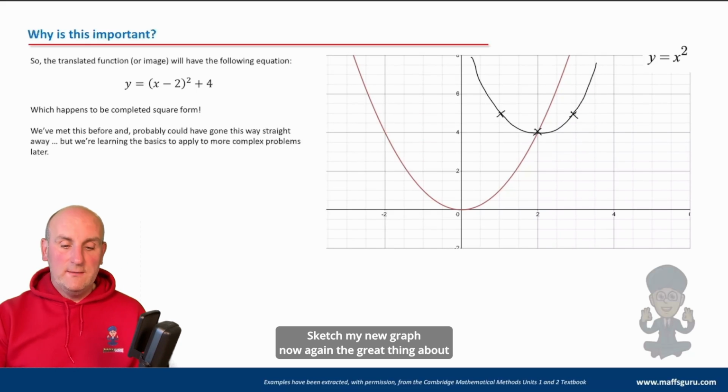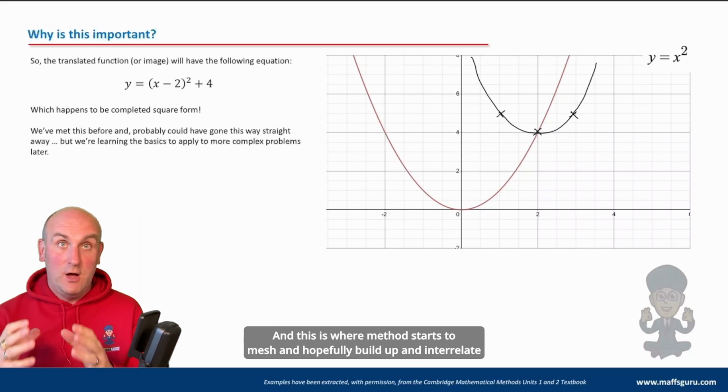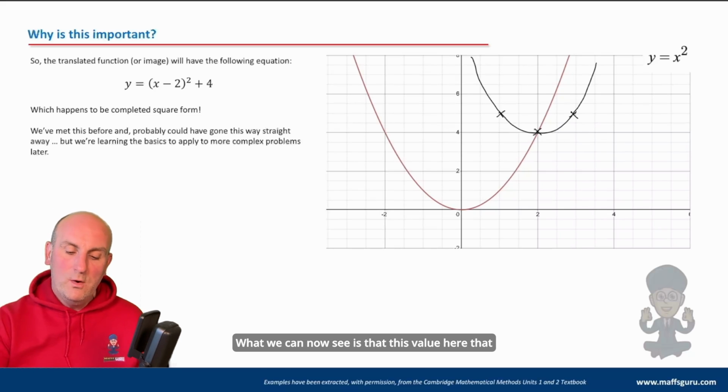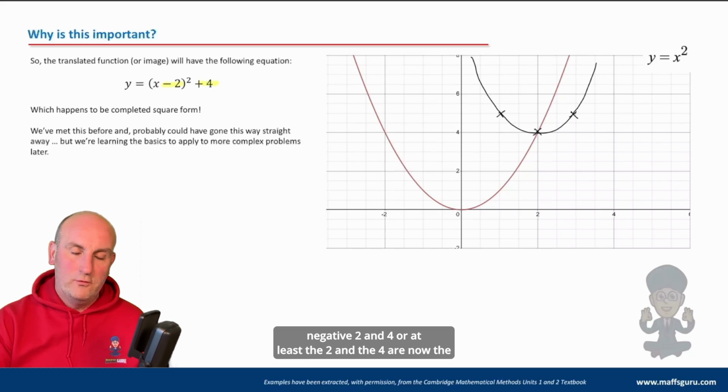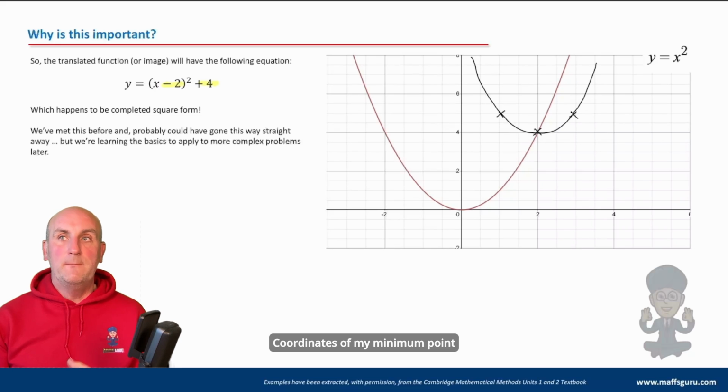Now, again, the great thing about this, and this is all part of completing the square form, and this is where method starts to mesh and hopefully build up and interrelate. What we can now see is that this value here, that negative 2 and 4, or at least the 2 and the 4, are now the coordinates of my minimum point.